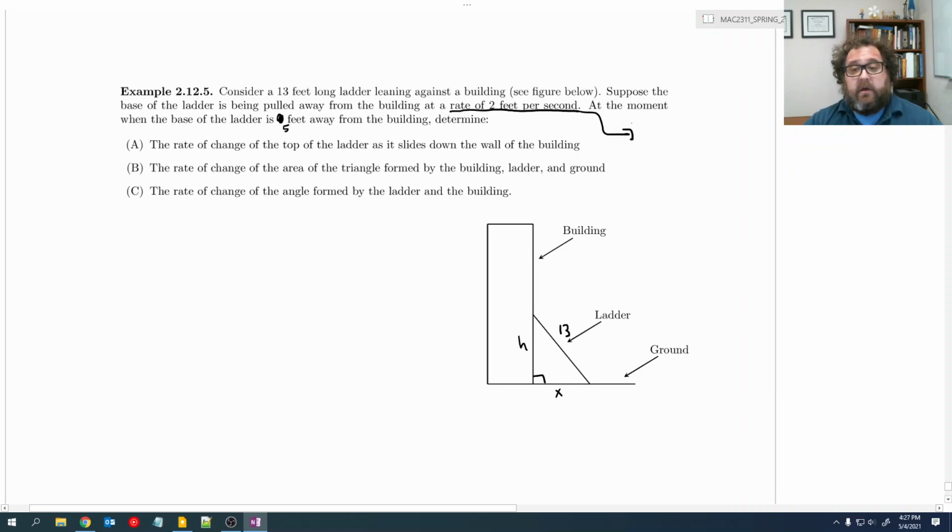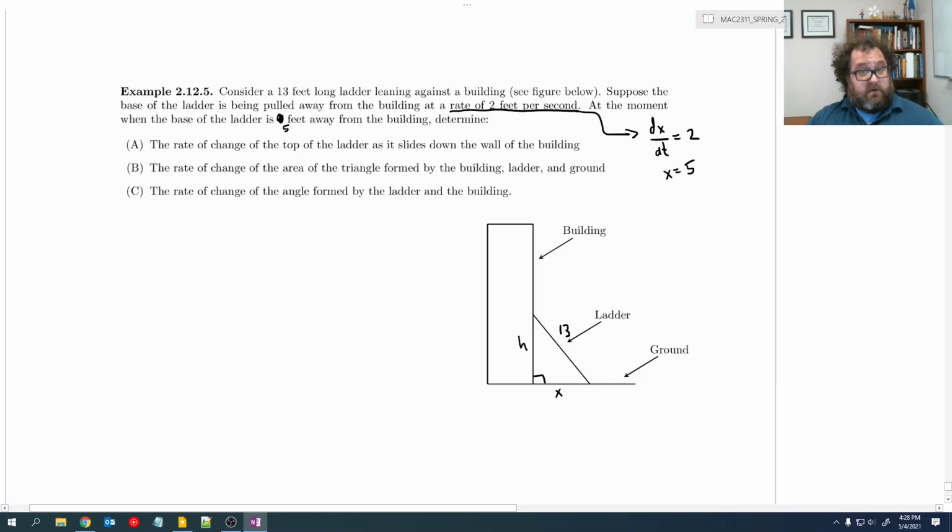Well, now we have to be careful. Is it positive 2 or negative 2? Is the base x getting bigger or smaller? As x is being pulled away from the building, I think x is getting bigger. So we can say that dx/dt, the rate of change of x, is positive 2. And we also want to consider the moment when the base of the ladder is 5 feet away from the building. So we want to consider the specific moment in time when x is 5. But remember, we can't plug things in until after we get our related rates equation.